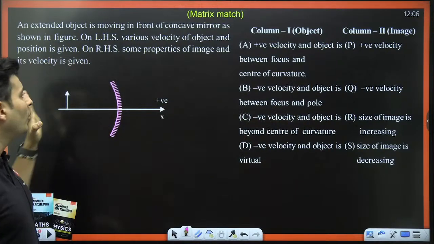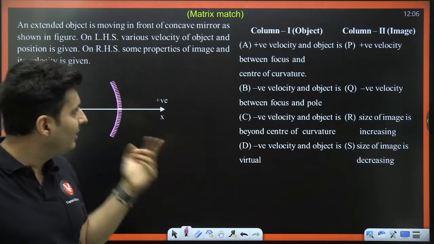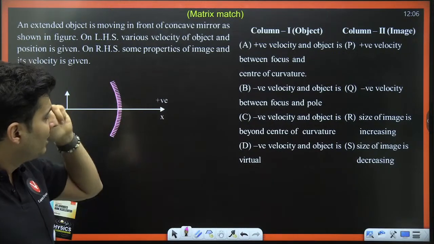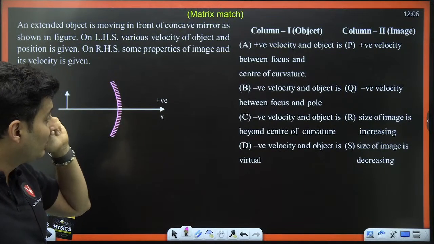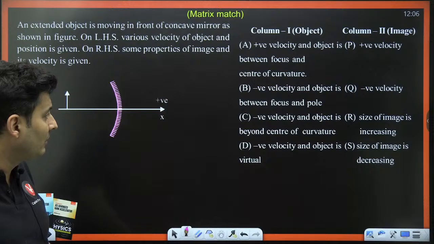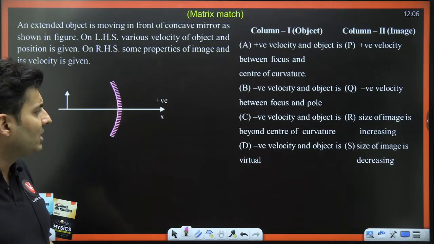Question is, how will they change? I'll tell you. Let's read the question and then let's figure out. Positive velocity: object is between focus and center of curvature. Negative velocity: object is between focus and pole. Negative velocity: object is between center of curvature and beyond center of curvature. Negative velocity: object is virtual. Okay, positive velocity, negative velocity, size of the image.